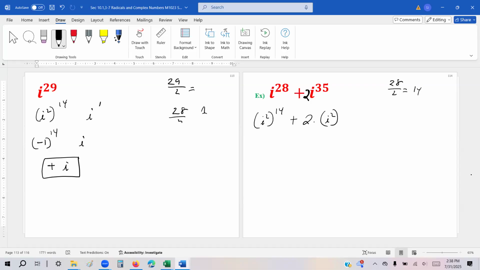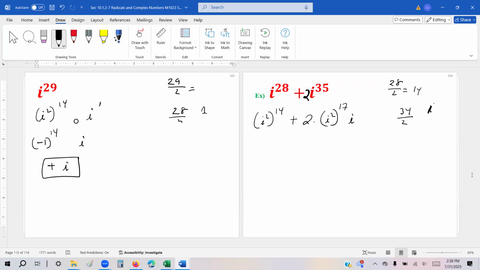Now 35 means you have 34 and 1 extra i, right? 34 and 1, so you have an extra i. Extra 1 means you have an extra i. Now 34, if you divide 34 by 2, how much do you get? 17.